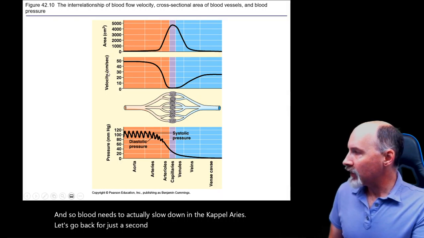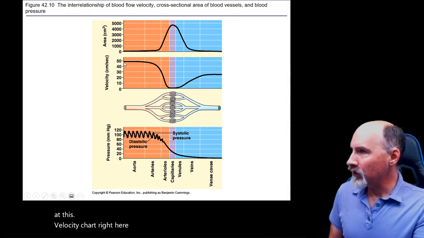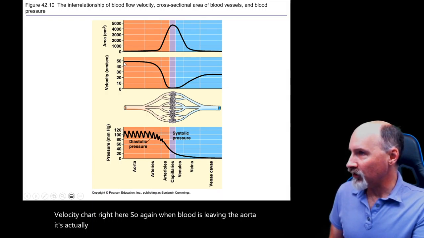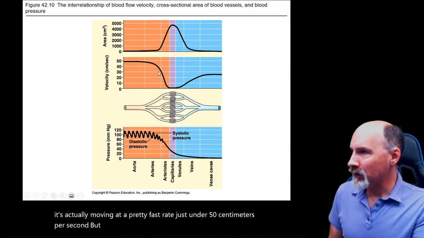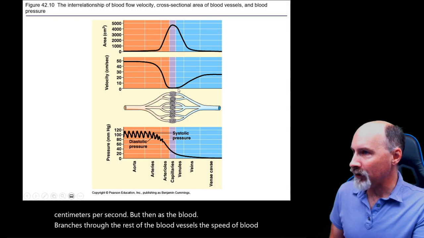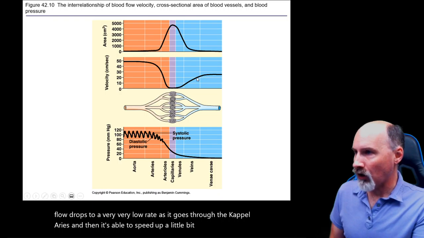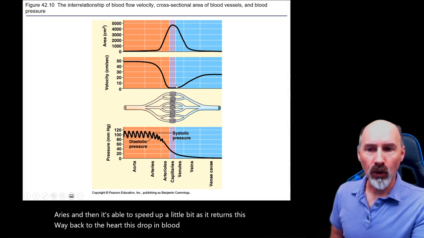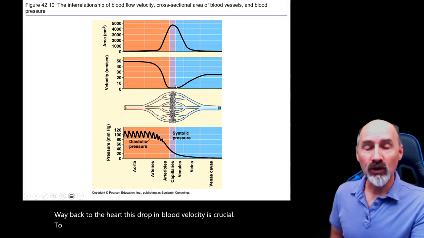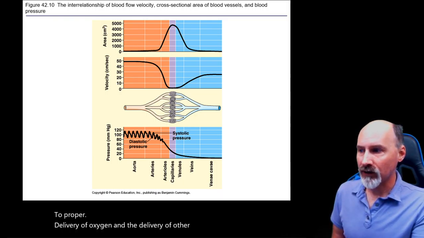All right, so you can take a look at this velocity chart right here. Again, when blood is leaving the aorta, it's moving at a pretty fast rate, just under 50 centimeters per second. But then as the blood branches through the rest of the blood vessels, the speed of blood flow drops to a very, very low rate as it goes through the capillaries, and then it speeds up a little bit as it makes its way back to the heart. This drop in blood velocity is crucial to proper delivery of oxygen and other materials, and the whole business of capillary exchange.